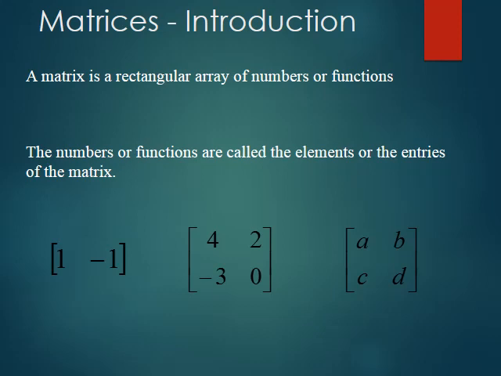In second matrix there are 4 elements. The elements are 4, 2, -3 and 0. In third matrix there are also 4 entries A, B, C and D.